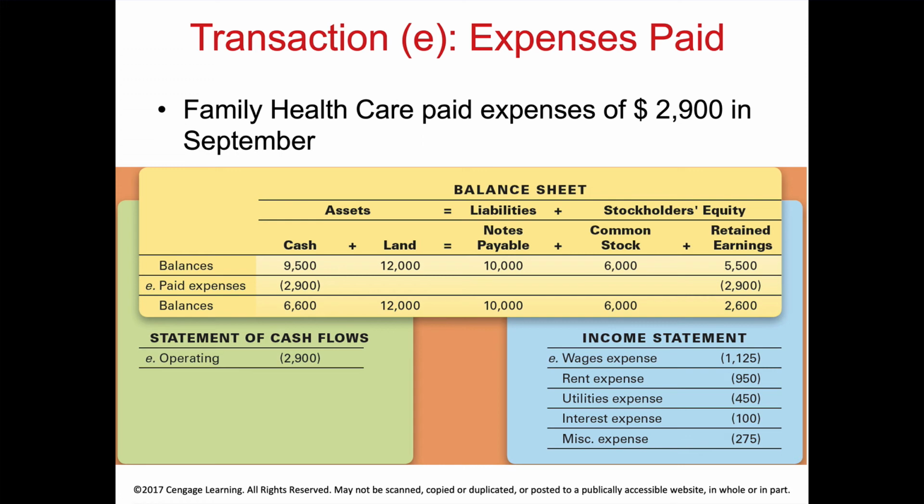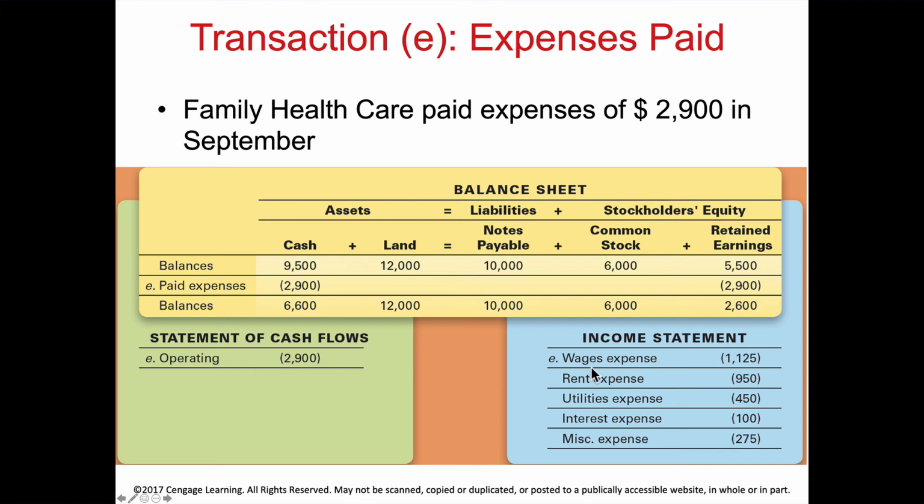Okay, so the next thing, we paid $2,900 in expenses. All right, so cash reduces by $2,900. Our retained earnings reduces by $2,900 as well, because remember, retained earnings is the profit in the company for that period less any dividends. So, we reduce retained earnings, so now we have a retained earnings account of $2,600 in total. And again, we had a negative cash flow for operating expenses of $2,900.